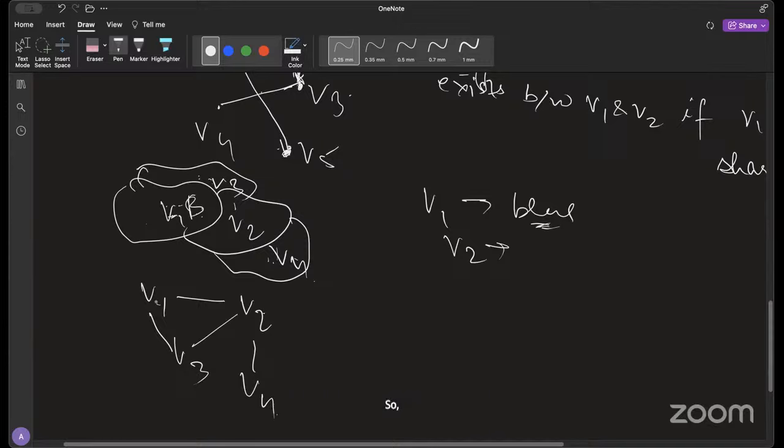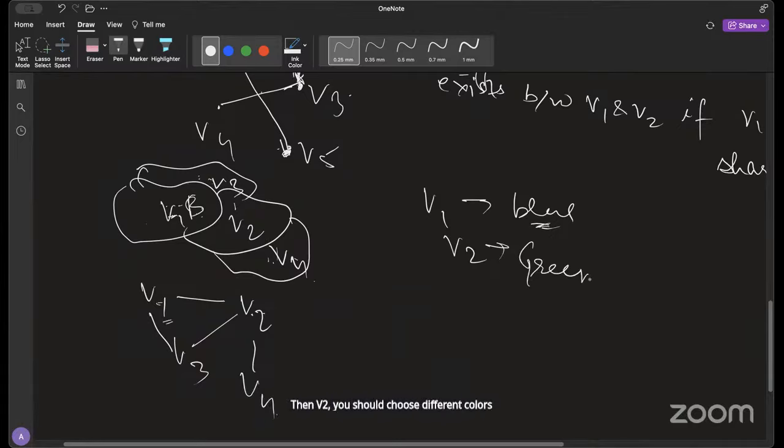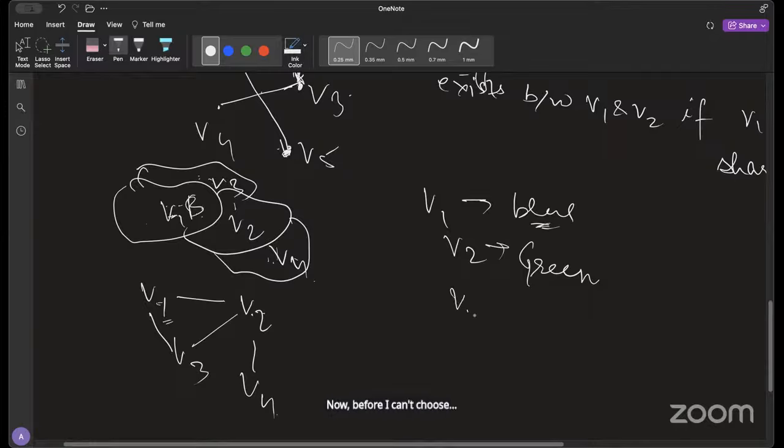So V1 and V2 are adjacent states, so we should color them with different colors. If you've chosen blue for V1, then for V2 you should choose a different color, some other color, say green. Then for V4, what color can I not choose? V2 is already colored green, so I cannot choose green for V4. But I can choose blue again for V4, because V1 and V4 are not adjacent states. They don't share a boundary. That means you can use the same color for V1 and V4. And then V3 shares a boundary with V2.